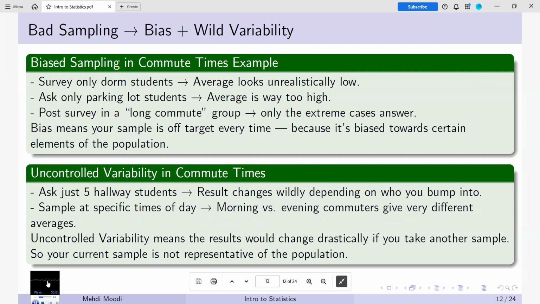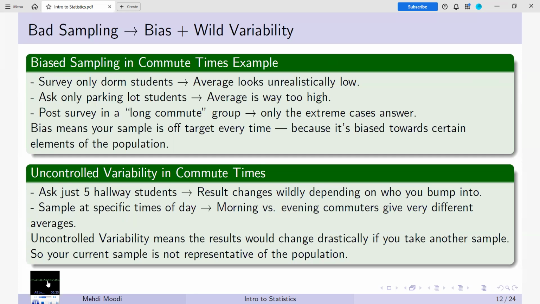Bad sampling means your results are either always wrong or they vary wildly from sample to sample. So before starting data collection, work on your sampling strategy. Guidelines to keep in mind: 1. Sample size. Too small equals noisy results. Aim for a large enough sample to reduce variability.